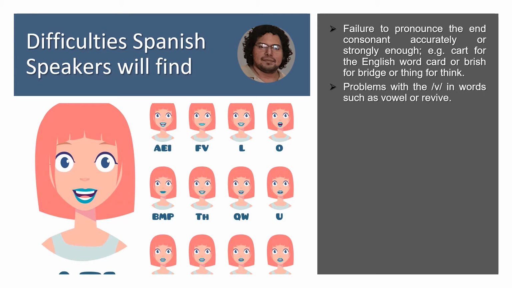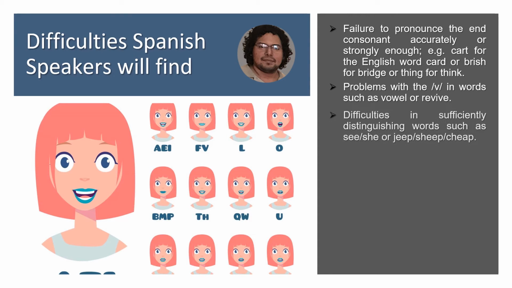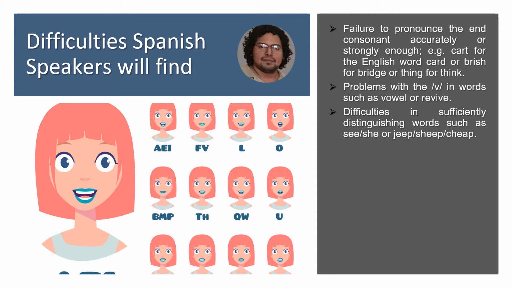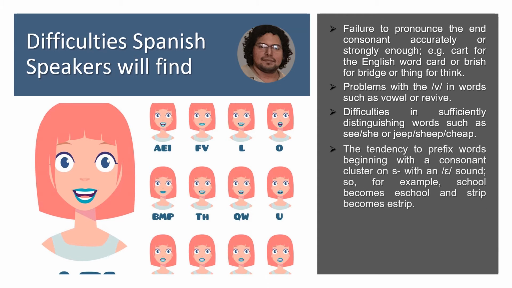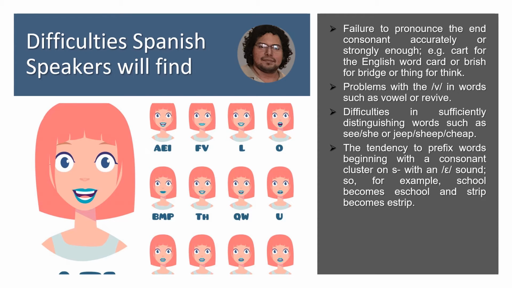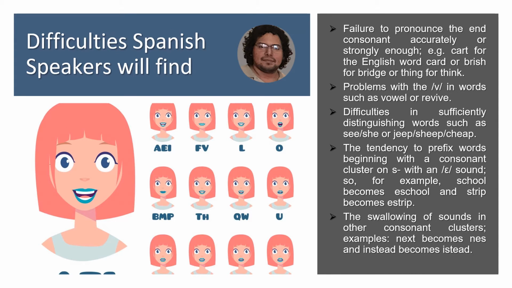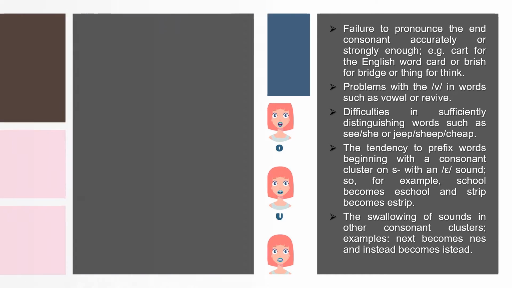Problems with the V in words such as vowel or revive, difficulties in sufficiently distinguishing words such as see with she or jeep with sheep with chip, the tendency to prefix words beginning with a consonant cluster on S with an E sound, so for example school becomes eschool and strip becomes estrip, and finally the swallowing of sounds in other consonant clusters, examples next becomes nest and instead becomes instead.